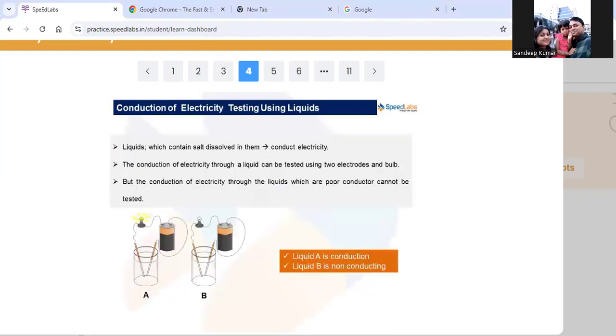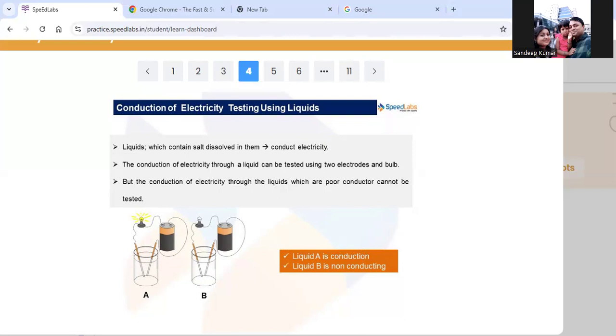Next concept. Conduction of electricity testing using liquids. You see here, same thing they have done. Liquids which contain salt dissolved in them conduct electricity. This conduction of electricity through the liquid can be tested using the two electrodes and the bulb. You can see these are the two electrodes, the bulb is there and the cell is there. Now in beaker A the solution is there. In B, the solution is non-conducting.